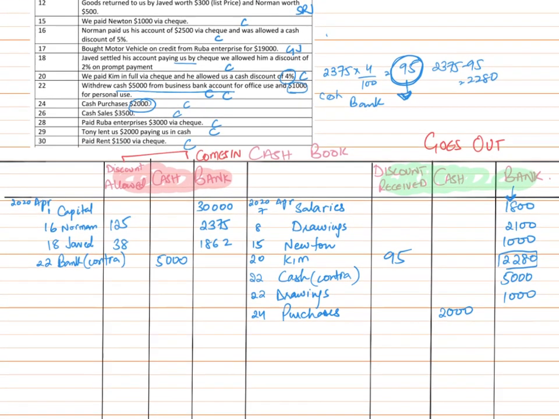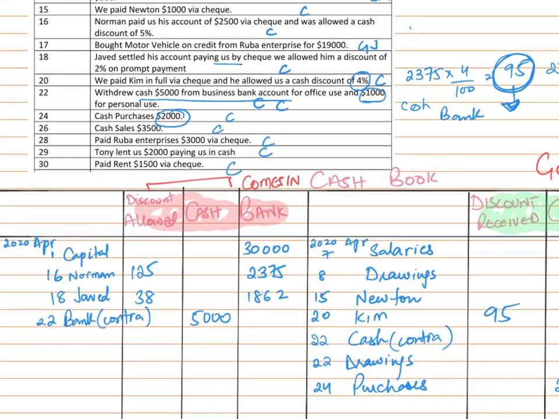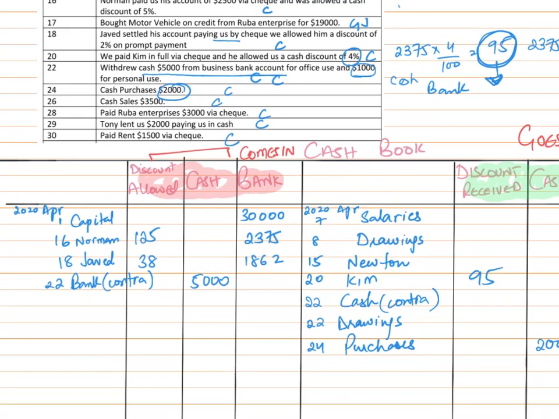Now after 24th, we have got cash transactions on 26th, cash sales. We'll be receiving money because of cash sales, 3,500 we will receive. So we'll write 26th, and since cash is getting debited, what's getting credited? Sales, so we'll write it over here.